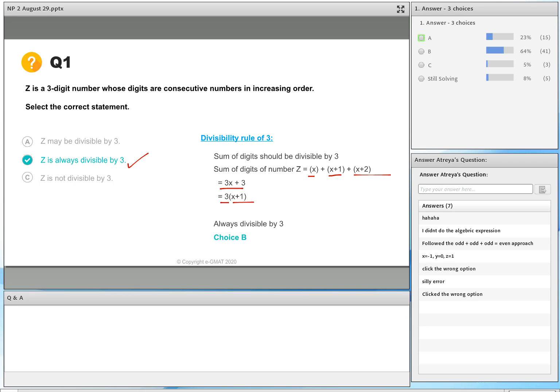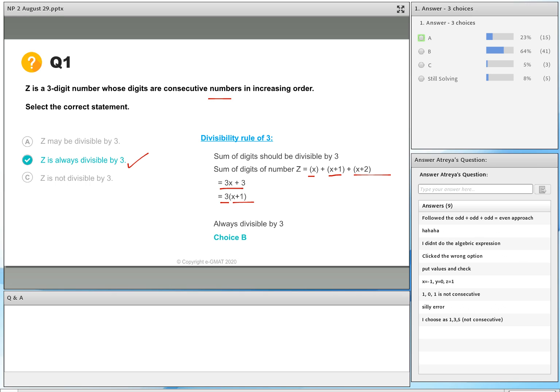Okay, did not go through the algebraic expression again. Please take a note. Follow the odd plus odd is equal to even. No, they are consecutive numbers. One of them would be odd and two would be even, or two of them would be odd and one would be even, right? So please make a note of it. Please do not make these mistakes, right?